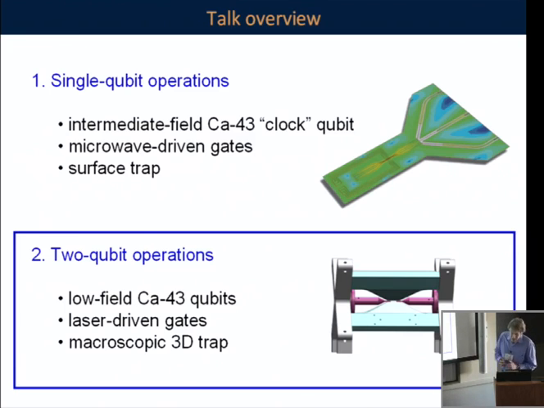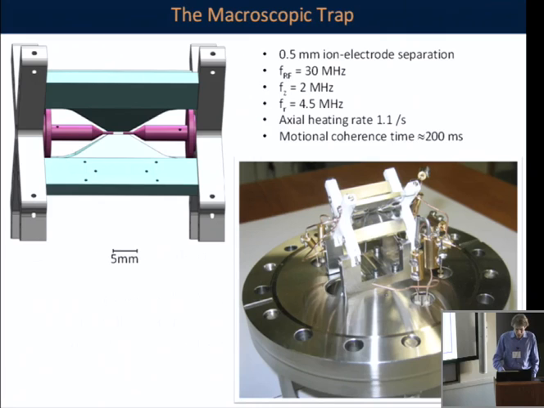Okay, so much for single qubit stuff and microwave manipulation. I'll come on to talking about the two qubit gates in this other experiment. So this is the macroscopic trap. Here are the key parameters. The ion is about 0.5 millimeter away from the electrode.